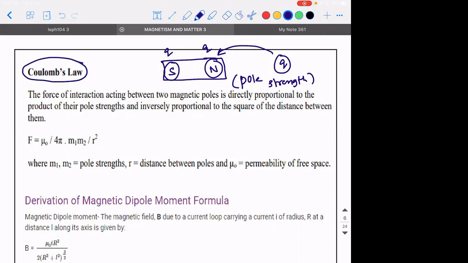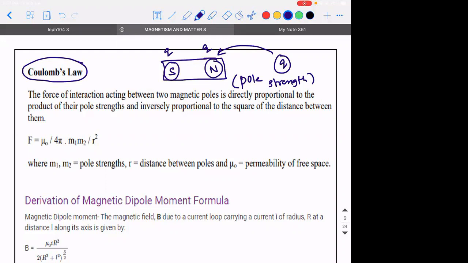So what did Coulomb's law say in the case of electrostatics? Can someone repeat it? This you guys already know. When two point charges are present, the force of attraction or repulsion is directly proportional to the magnitude of the charges and inversely proportional to the square of the distance between them. So force is directly proportional to the product of the magnitudes of the charges and inversely proportional to the square of the distance of separation between them.